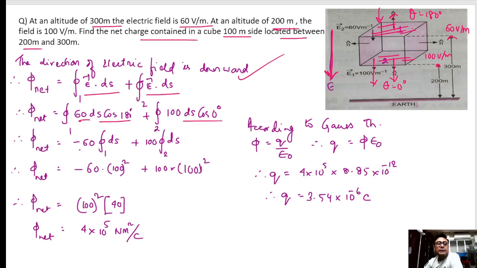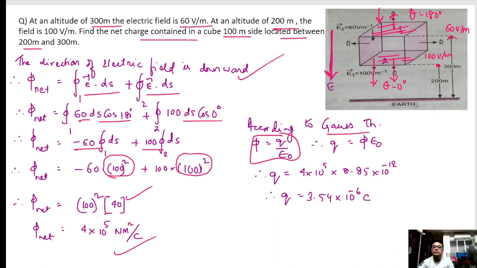Cos 180 is minus. ds is 100 meter square, 100 meter square, because they have given that the cube is of side 100 meter. So this is the net flux coming out. And we know net flux is equal to Q by epsilon O by Gauss's theorem. So Q can be found out using this.